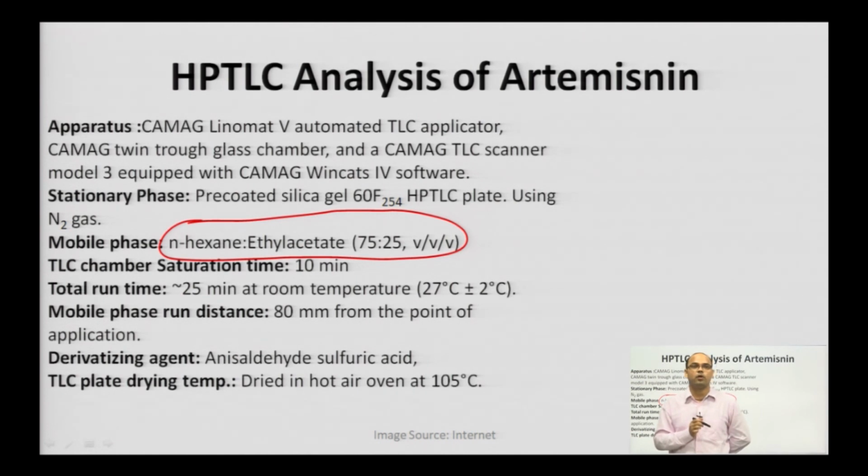The saturation time for the TLC chamber is about 10 minutes. We have run the plate for about 25 minutes at room temperature. The mobile phase ran from the point of application up to a height of 8 centimeter or 80 millimeter. The derivatizing reagent we have used is anisaldehyde sulfuric acid. After derivatization, we have to heat the plate in an oven at 105 degrees Celsius, and after that we visualize the plate under ultraviolet radiation using a scanner.